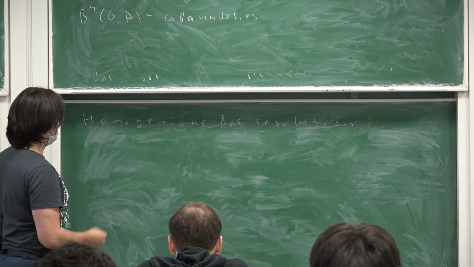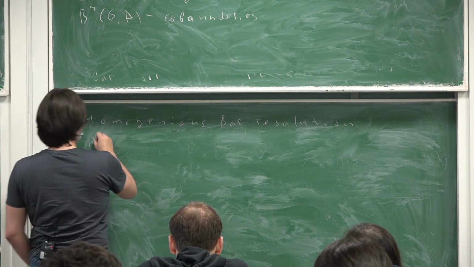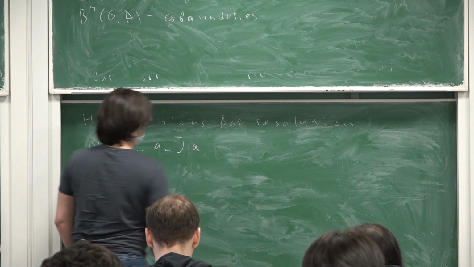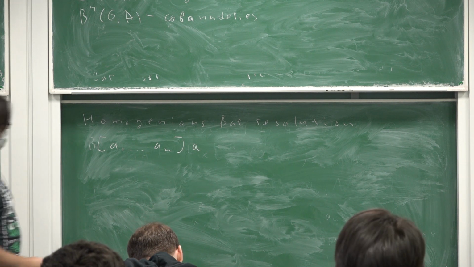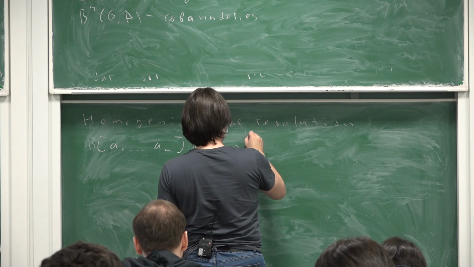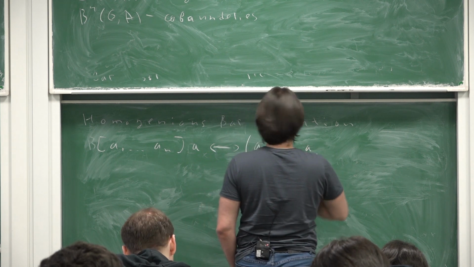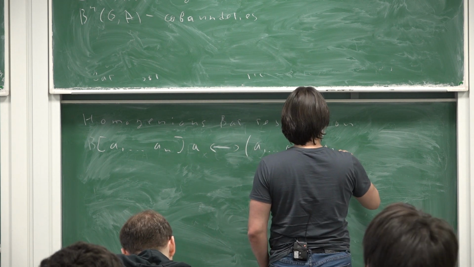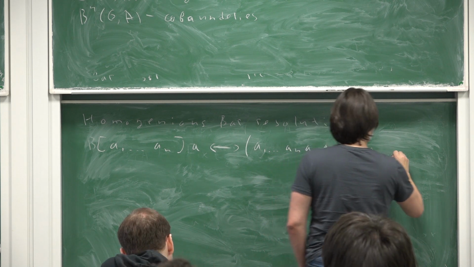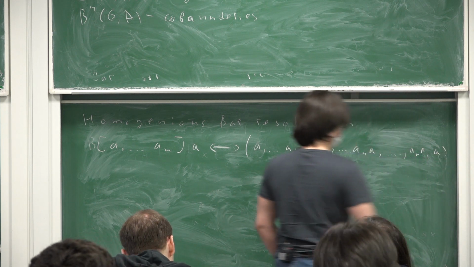So the elements of the bar resolution, bar n, are linear combinations of the elements of the form a1, so on, an, a. And to this element we can put in correspondence the element a1, so on, an, a, a2, so on, an, a.